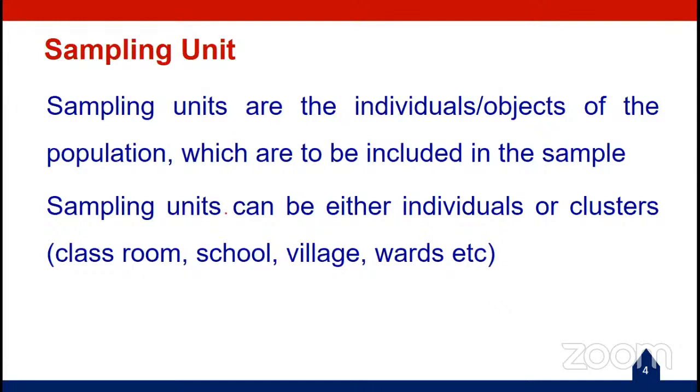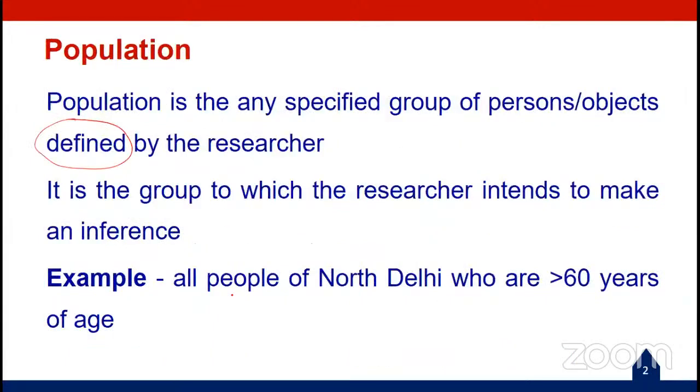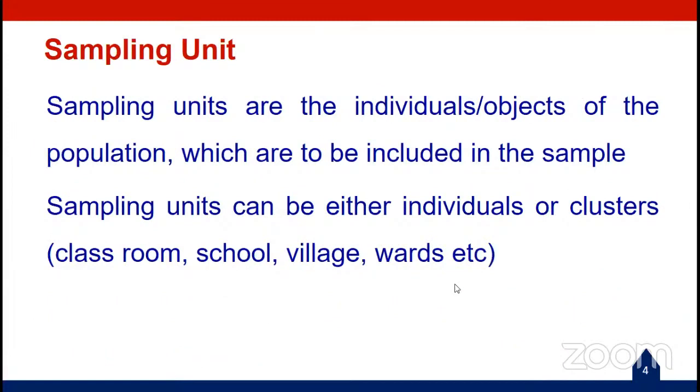Sampling units can either be individuals or even groups. We can either select the individuals or we can also select groups. If the senior citizens residing in North Delhi are the population, we can also define our population as the primary schools in North Delhi. Here our sampling units will be schools. The sampling units can either be individuals or groups or clusters. Clusters are nothing but groups.